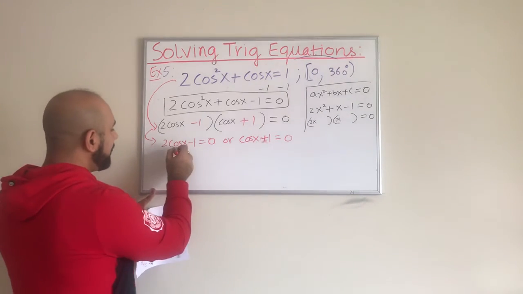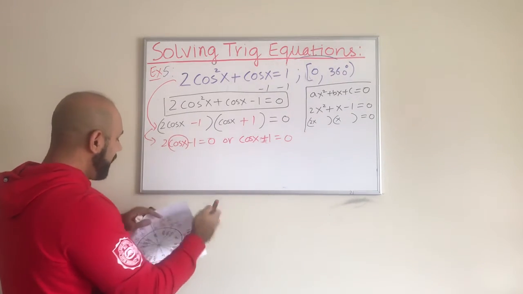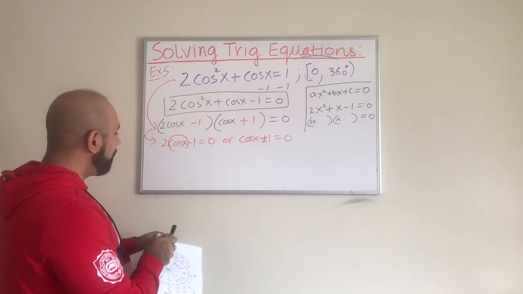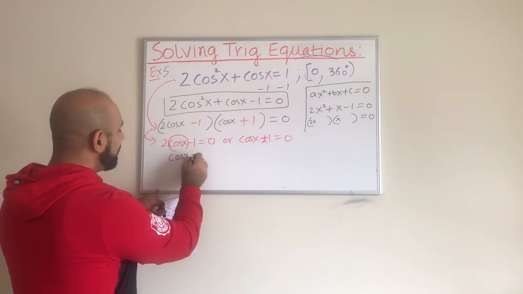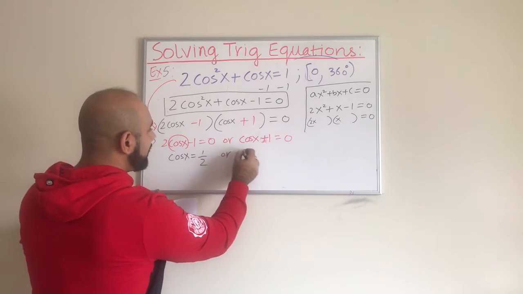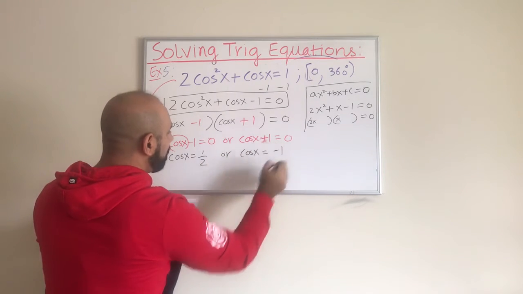So from here, you can easily isolate the cosine x. You have to take that 1 to the other side and divide both sides by 2. I think I can do it in one step. So I get cosine x is 1/2, or in this case, I get cosine x is -1.